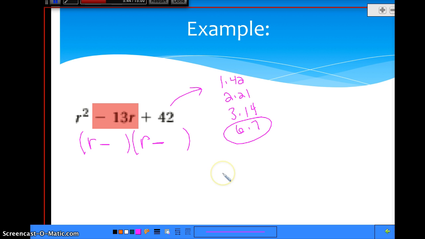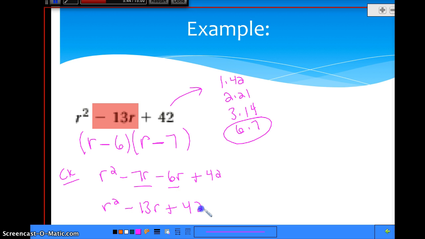Okay, so now where do I put them? It doesn't matter in this case. Because this is the same as this, it doesn't matter. If they were different, it would matter. Let's go ahead and make sure we check by using FOIL. First, outers, inners, and last. Combining your like terms, we get r squared minus 13r plus 42. Is that the original problem? Yep, so that's my answer.